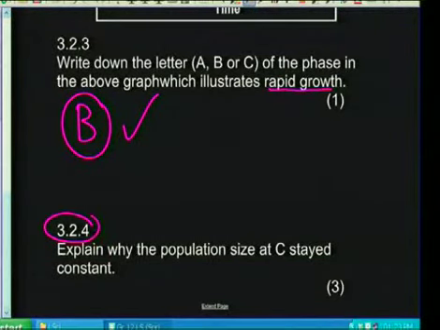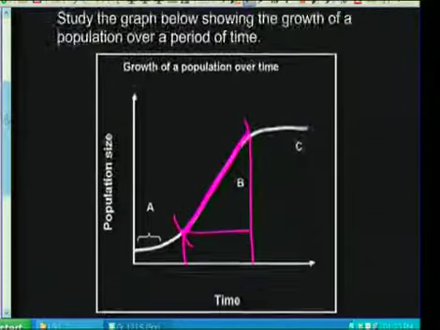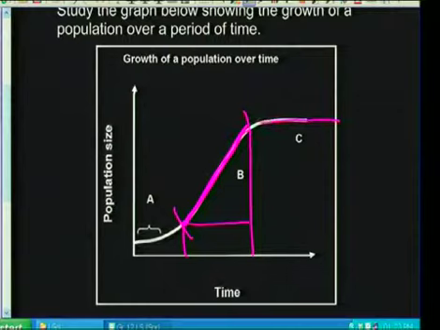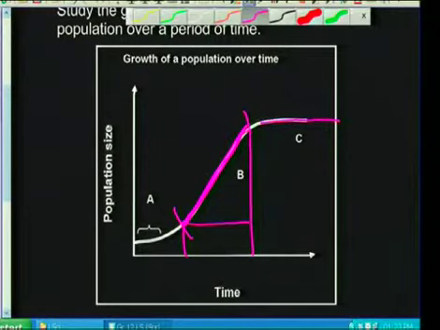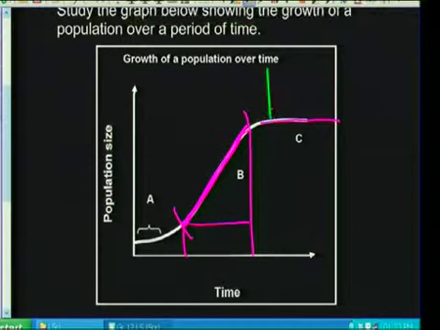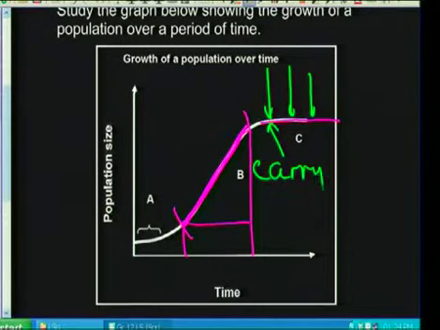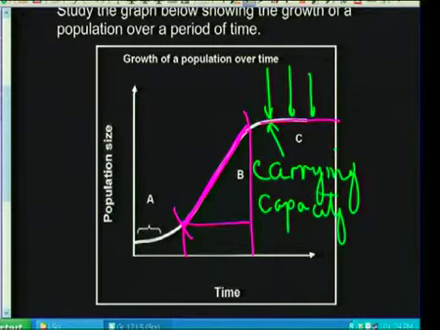The next question. Explain why the population size at C stayed constant. And this is a 3-mark question. Let's look at that graph, guys. Here we see at point C that the population remains constant. Remember that the environment offers resistance. So that population would fluctuate around its carrying capacity. So we refer to that as the carrying capacity, and we also say that the environment offers resistance.